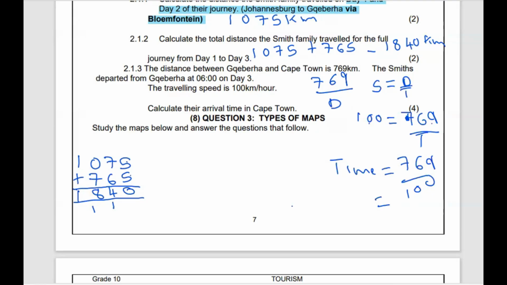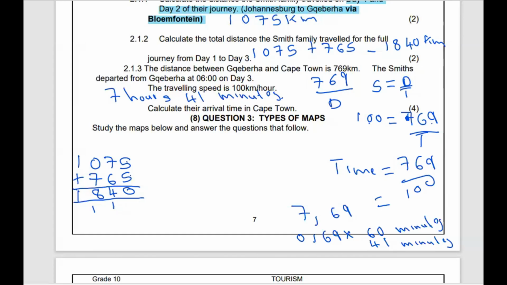Then we get 7.69. Then we change this 0.69 by multiplying 0.69 times 60 minutes. If you use a calculator, it will give you 41 minutes. So the total time was 7 hours and 41 minutes.